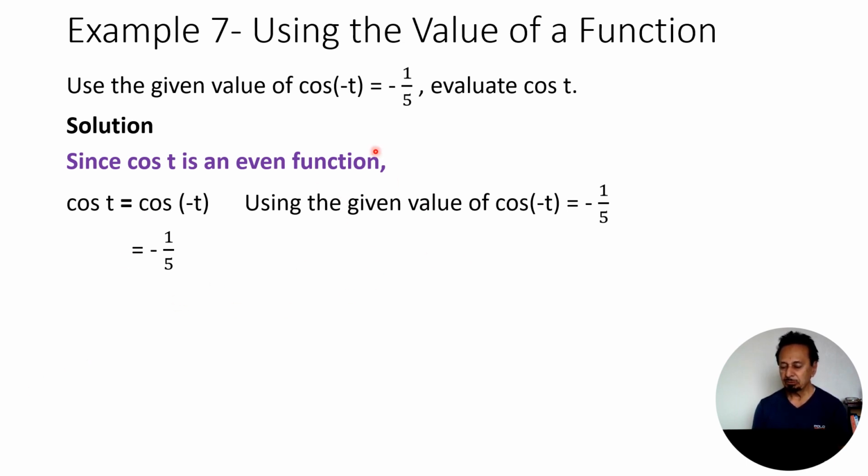Example 7. We are given cosine of negative t is equal to minus 1/2. We're going to find the cosine of t. So we can start with cosine of t is the cosine of negative t because cosine is even. So cosine of negative t is given as negative 1/2. So we replace it with minus 1/2. So the cosine of t is equal to negative 1/2.